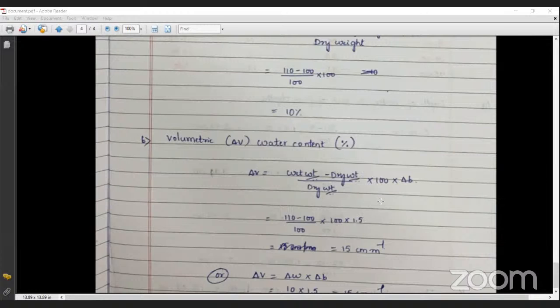In exams, they will not allow you to carry calculators. So they will give values cleanly, not in decimal points. The answer will be a value like 25, 30, 35. So you have to be fast while solving the problem. 110 minus 100 divided by 100 into 100 into 1.5: you clearly remove these two zeros. Then 110 minus 100 gives 10, and 10 into 1.5 is 15 centimeter per meter.